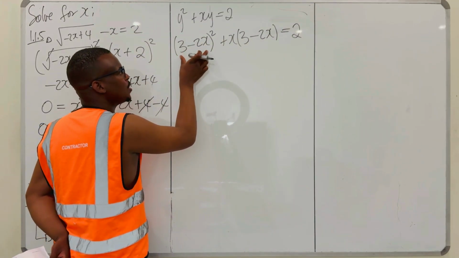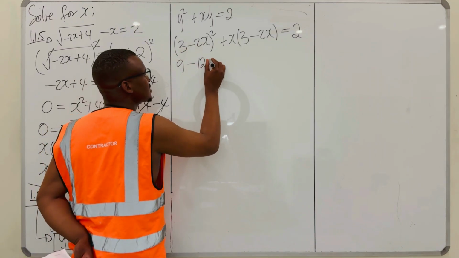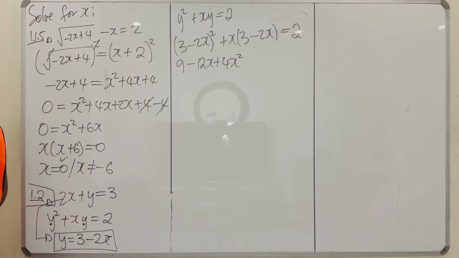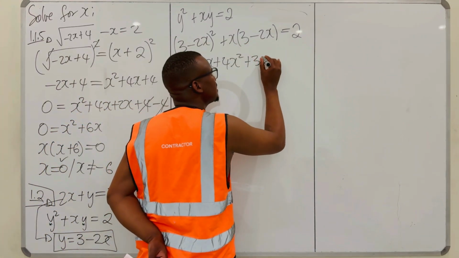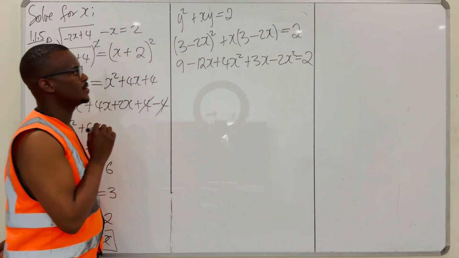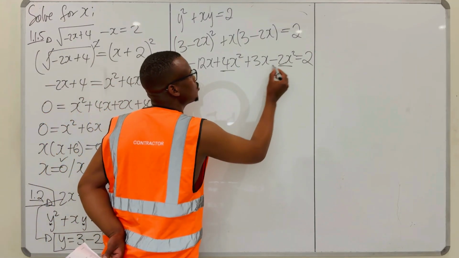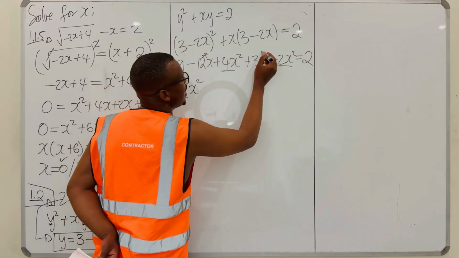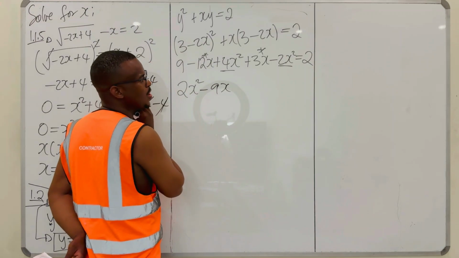If you multiply these two brackets out, it's going to be 9, and then minus 12x plus 4x squared. I'm not sure if you're happy with this multiplication of mine. Are you happy? Plus x times 3 is going to be 3x, minus 2x squared, is equal to 2. Are you happy? Then what we have to do is just add the common terms. This and this are together, they will make 2x squared. Are you happy? This and that go together, they will make minus 9x. Are you happy with that?